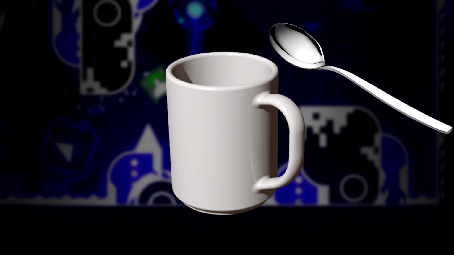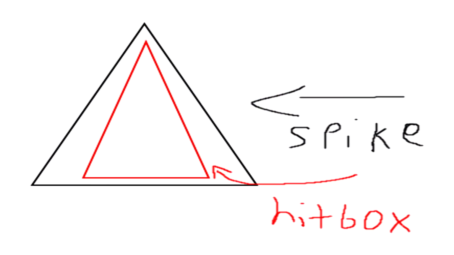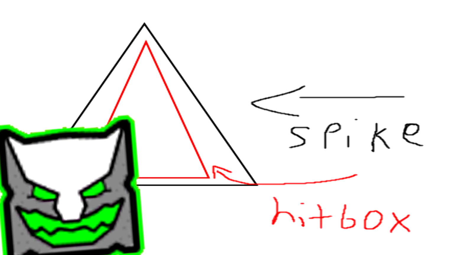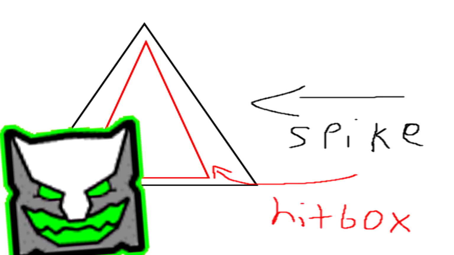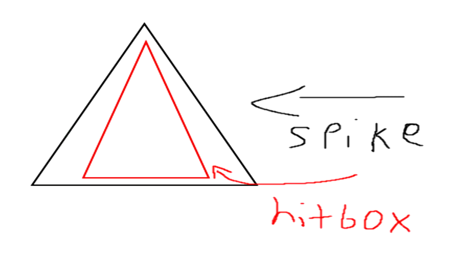Alright, so the first thing you need to know is hitboxes. If you aren't familiar with what hitboxes are, they're the area where you can die on an object, for example a spike. You shouldn't have the mentality where you say, oh, if I'm gonna touch that spike, or saw, or block, or whatever it is, I'm dead. That's not what you should be thinking.